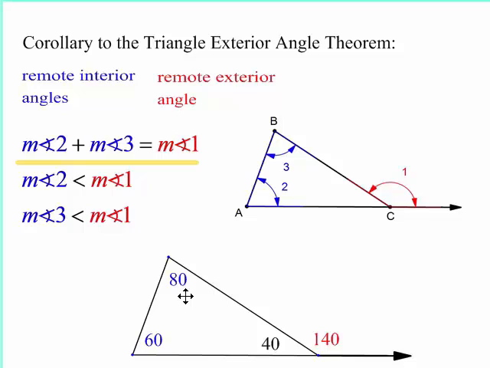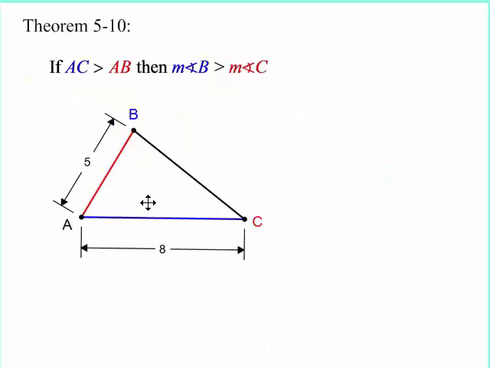So let's put that into this mess over here. There's a 140 there. Here's a 60. There's an 80. And what this theorem is really saying is that 60 plus 80 is equal to 140. If you look at each of those individually, 60 is less than 140, and 80 is less than 140. Pretty straightforward. Okay, let's keep going on.